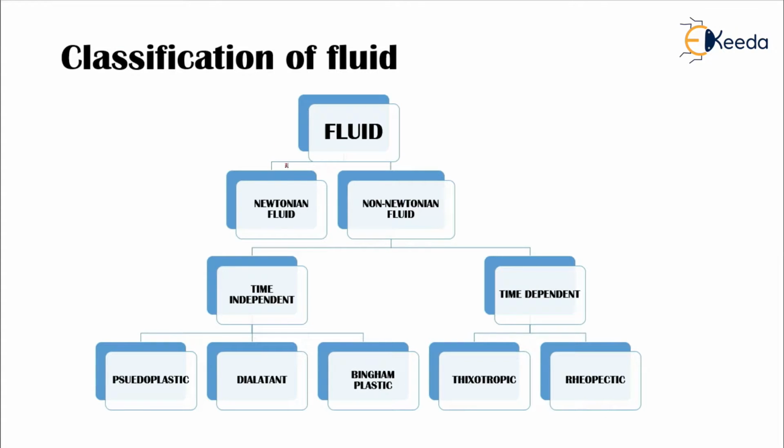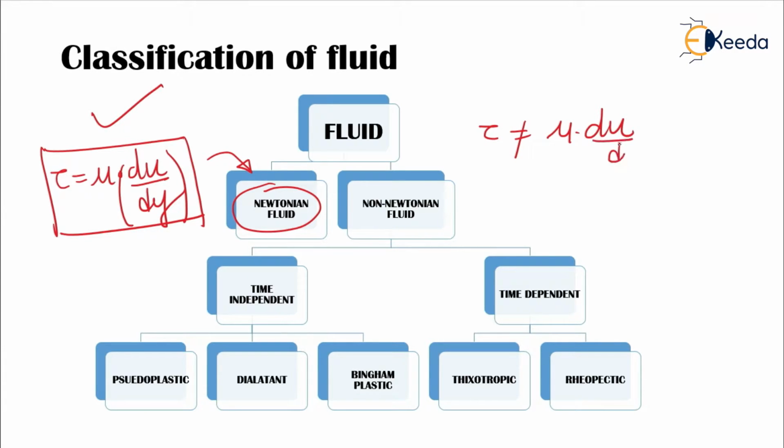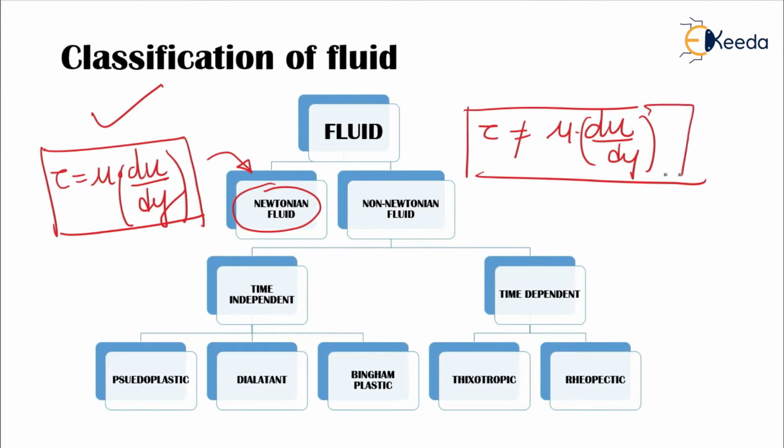How that can be done? So the fluid which obeys Newton's law of viscosity. What was Newton's law of viscosity? It was tau is equal to mu du over dy. If you remember this Newton's law of viscosity, if it is obeyed, then the fluid will be known as Newtonian fluid. But if it is not obeyed, that is, tau is not equal to mu du over dy, then the fluid will be termed as non-Newtonian fluid. Then it will fall into this category.